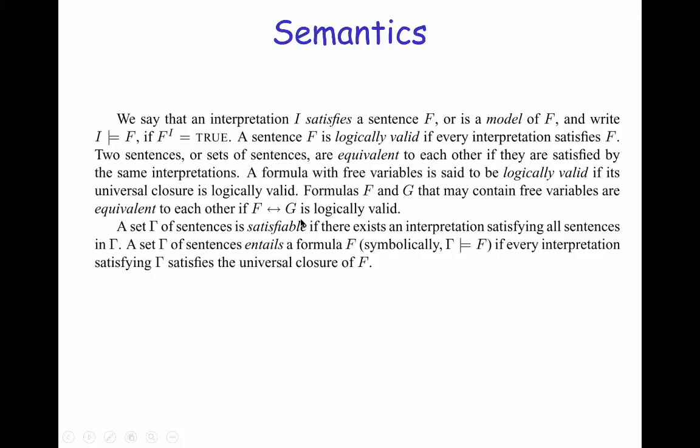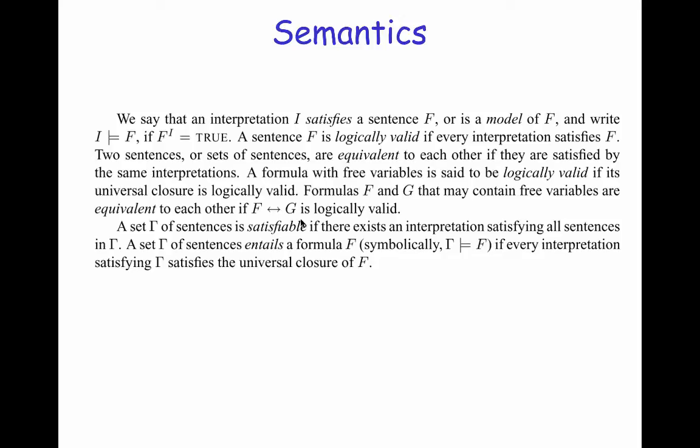And like before, a set of sentences is satisfiable if you can find at least one interpretation satisfying all sentences in gamma. A set gamma of sentences entails a formula f if every interpretation satisfying gamma satisfies the universal closure of f. So I want to emphasize the role of entailment here. It's not a colloquial term. It's precisely mathematically defined in terms of the relation between the set of sentences and a formula.